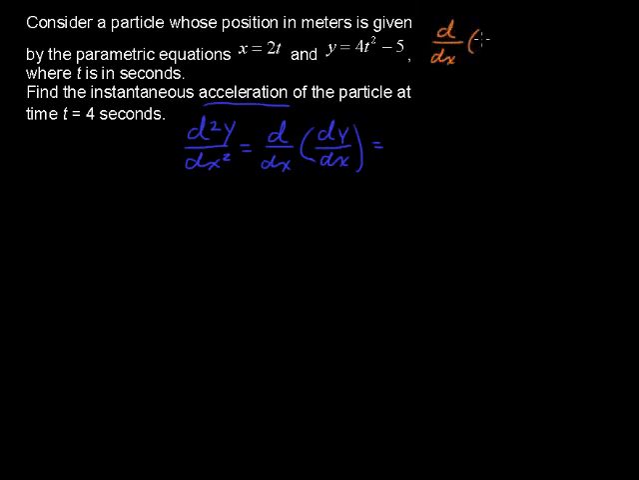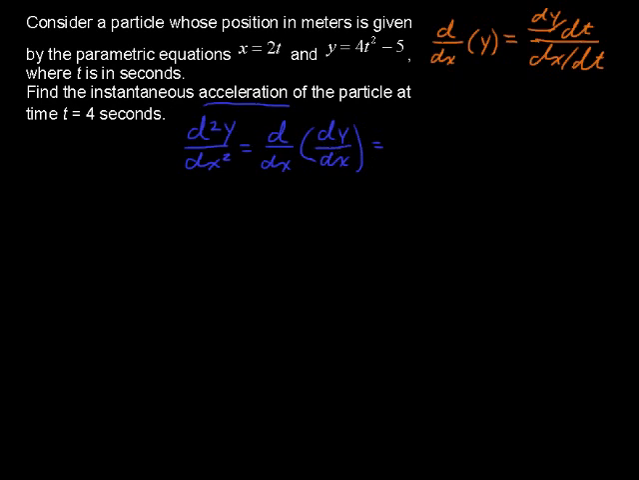So I've got d dx of y, or dy dx. And when you have parametric equations, you can break that apart and say that's dy dt over dx dt. So the derivative of the y function with respect to t and the derivative of the x function with respect to t. But we don't have the y function here. We have the first derivative of the y function.